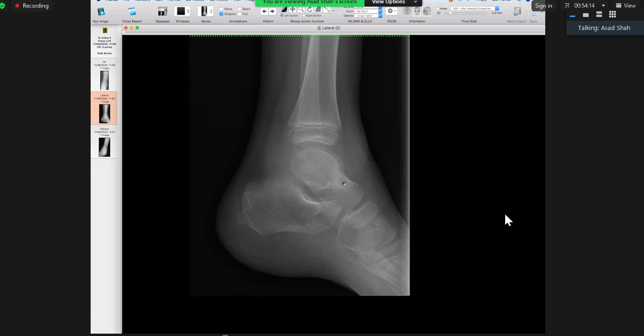Then obviously on the MR, you can differentiate the marrow edema affecting the talus more, with no edema on the other side, than with infection.